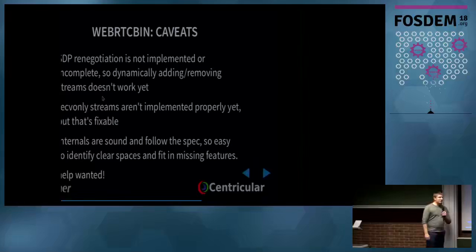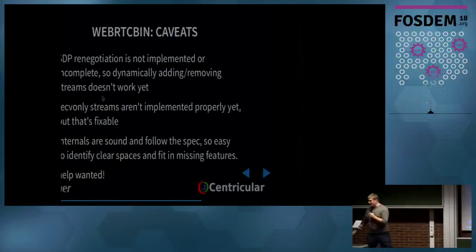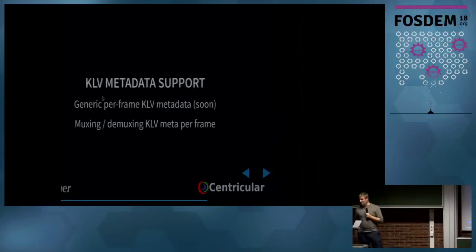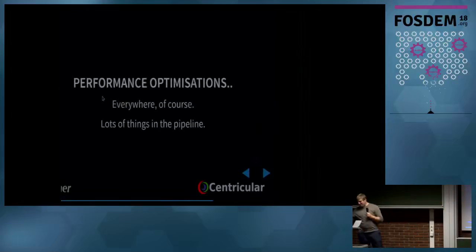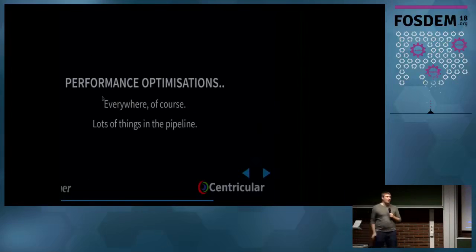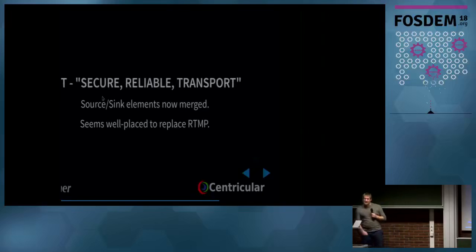So renegotiation isn't fully supported. Receive-only streams don't work fully yet. But the internals map the spec more or less, so you can easily see where the gaps are and just fill them in. So if you want to help with that, help is wanted. We have performance optimizations more or less everywhere. There's so much stuff in the pipeline, but it doesn't really seem worth talking about in detail. For the embedded parts, see Olivier's talk. SRT, secure reliable transport, is a new thing, very much hyped and marketed, but it's also very nice.